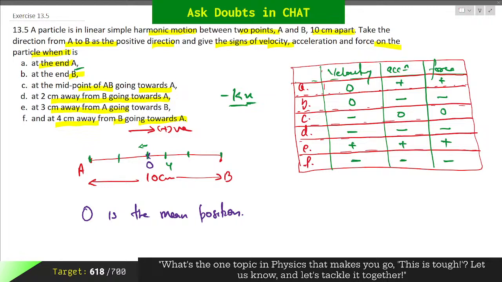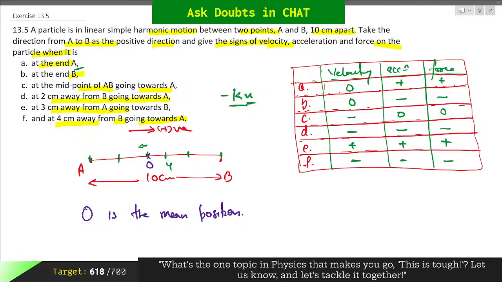Now with the F option, we have at 4 centimeter away from B, going towards A. Now 4 centimeter away from B is between position O and B, and it is moving towards A. So obviously its velocity is going to be negative, and its acceleration is also going to be negative, since it is on the positive side of the mean position, so its acceleration and force will follow the negative direction.